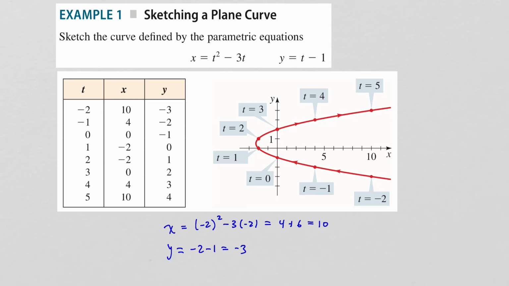So what we have here is a set of points that clearly makes a parabola, but there is an orientation to this parabola. It's not simply a set of points. For a specific value of t, as t increases, we move in this direction through that parabola.